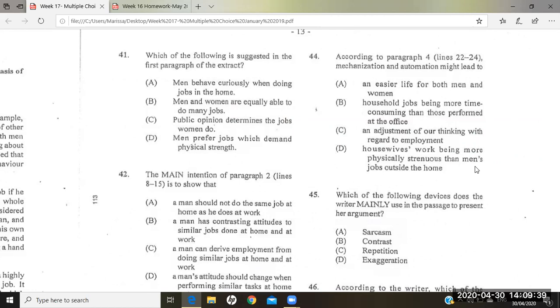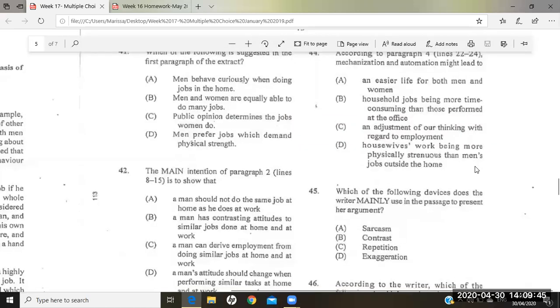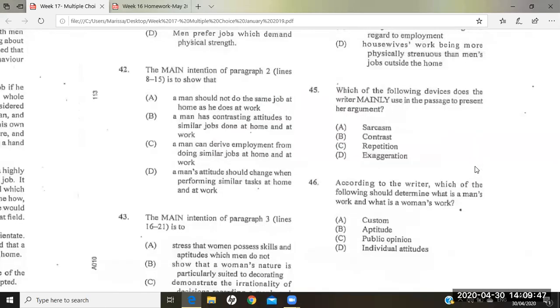So Bala says D, yes, the answer is D. They did say that the housewives' work was more physically strenuous than men's jobs outside the home. Very good. 45, which of the following devices does the writer mainly use in this passage to present her argument? So does she use sarcasm, contrast, repetition, or exaggeration?